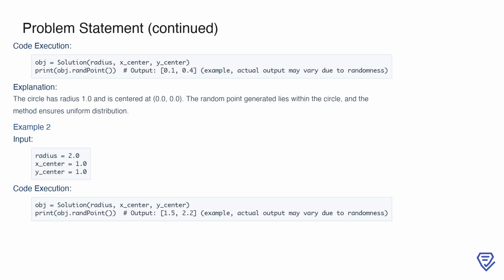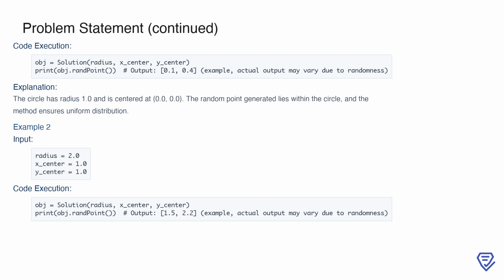For the constructor, the input consists of three parameters: radius, which is a floating point number greater than 0 and up to 10,000, x_center, which is the x-coordinate of the circle's center, and y_center, which is the y-coordinate of the circle's center. Both the x and y coordinates can range from -10,000 to 10,000. The constructor does not return any output.